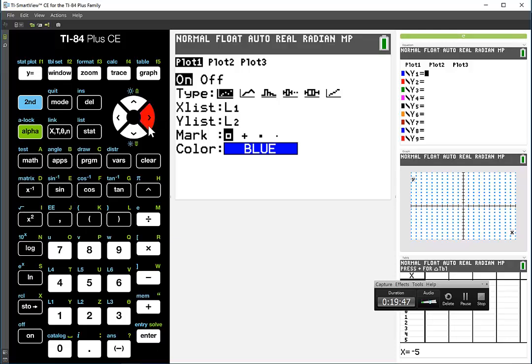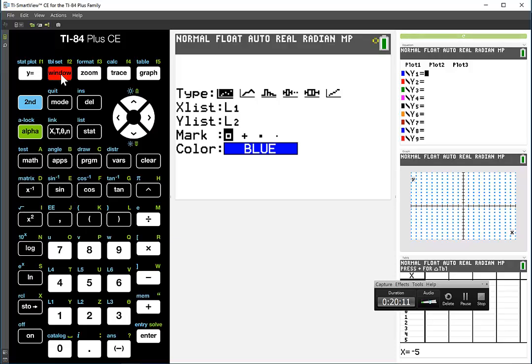I'm going to have my graph be just a very simple dotted graph, and L1 and L2 are my lists, and my mark is just going to be some boxes. My graph is going to be in blue. You could change those things if you wanted to, but you don't really have to. Next, we need to figure out what my window needs to be for my graph.